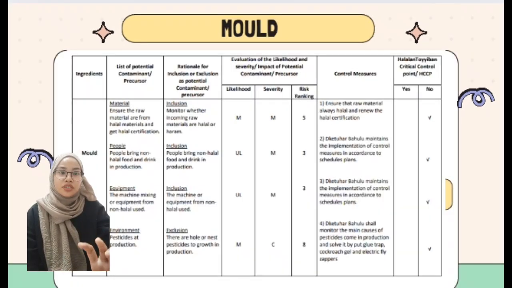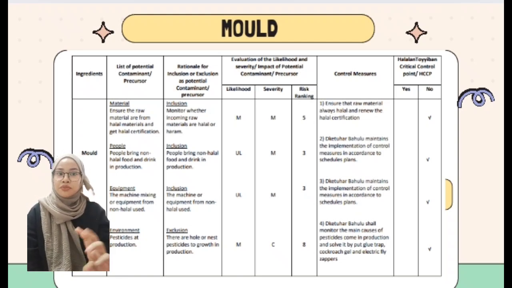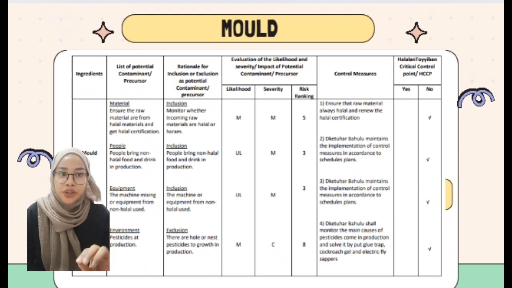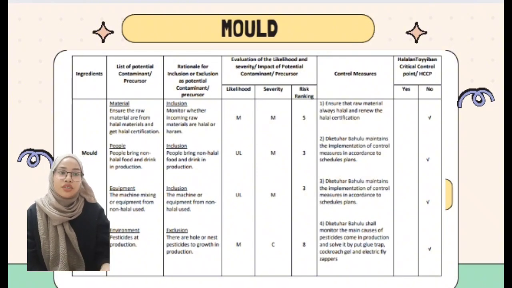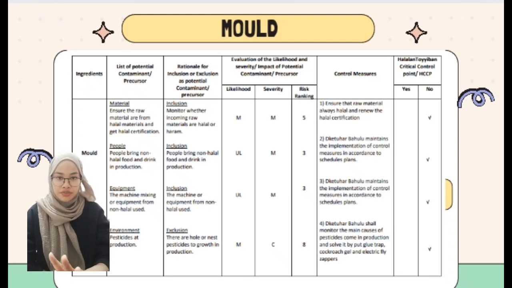Okay, for mixing: material, people, equipment, environment. Material: ensure the raw material is from halal sources and has halal certification. Inclusion: monitor whether incoming raw material is halal or haram. Likelihood moderate, severity moderate, risk ranking 5. Countermeasure: ensure that the raw material is always halal and renew the halal certification. And the halal tayyiban critical control point is no.